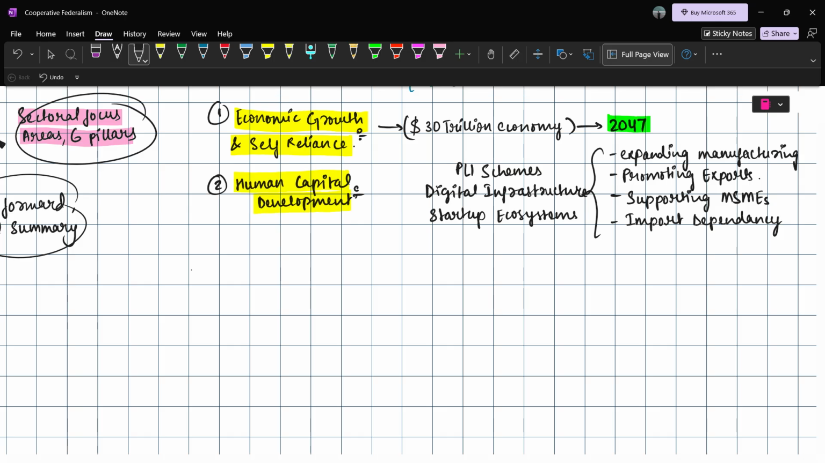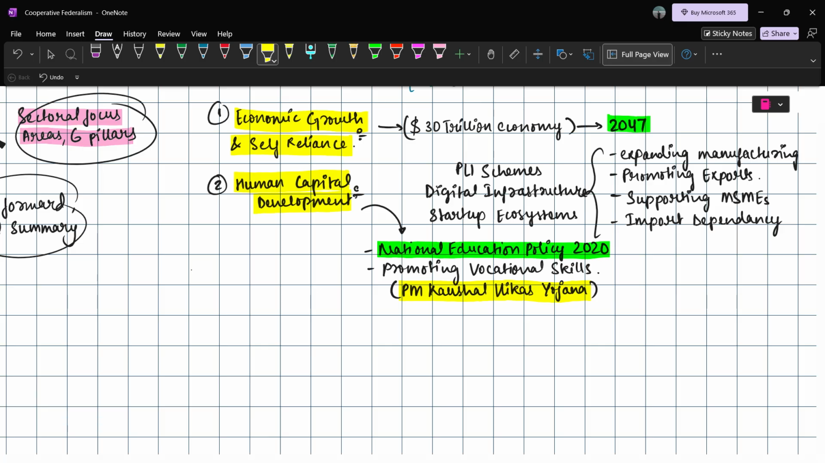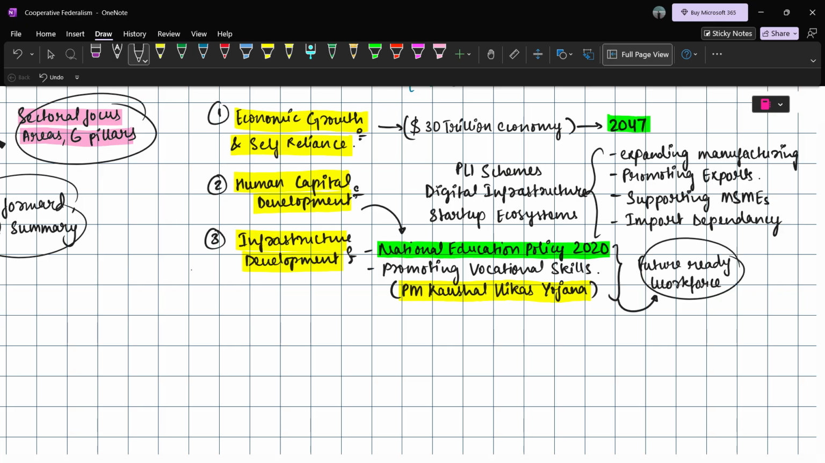Second is human capital development, which includes implementing the National Education Policy 2020, promoting vocational skills through the PM Kaushal Vikas Yojana, and building world class research and innovation capacity. The goal is to build a future ready workforce. Third is infrastructure development, which includes both physical infrastructure like roads, railways, and smart cities, and digital infrastructure like BharatNet, 5G, and public data platforms. Projects like the PM Gati Shakti and Smart Cities Mission fall under this.